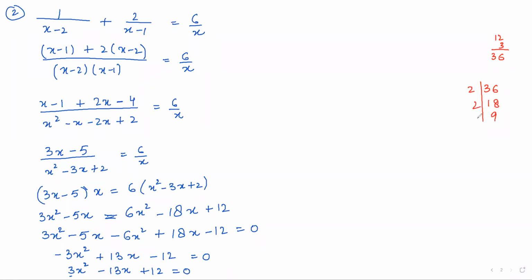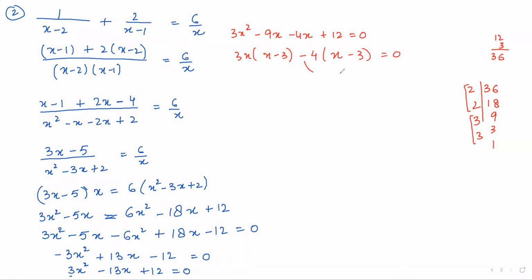So 2 into 1 and 16. So 2 into 9, then 3 into 3, 3 into 1, right? Now you want 13. So which combination can I take? 9 and 4, right? So 3x square, then minus 9x minus 4x, because minus 13 and plus 12 is equal to 0. Now I can take 3x common, so x minus 3. Then I can take minus 4 common, so x minus 3, right? Because after opening the bracket, this minus and this minus combine and become plus, so you get plus 12. Understood?